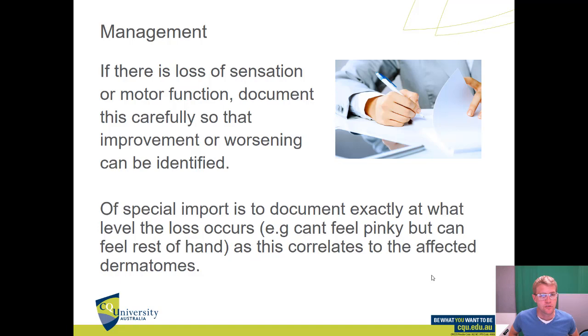Now, the management, apart from the extrication that I went over before, it's very important to document this stuff properly. So document exactly where the loss of sensation or loss of function occurs, because that will help the treating doctors in the ICU or the neurologist down the track to determine is the treatment helping or hindering? Is the person getting better or worse?